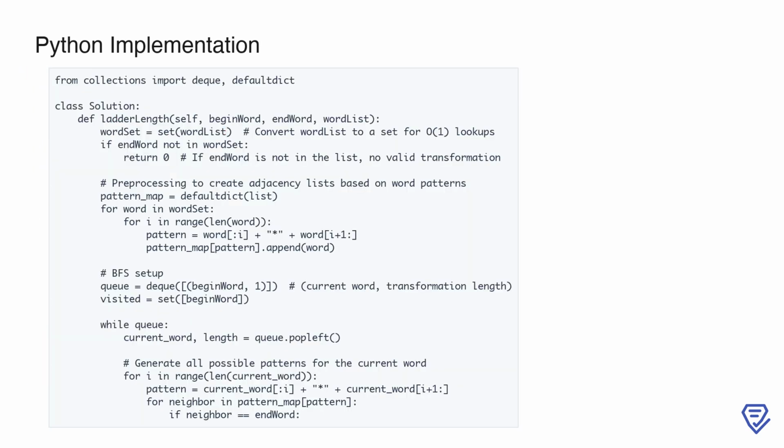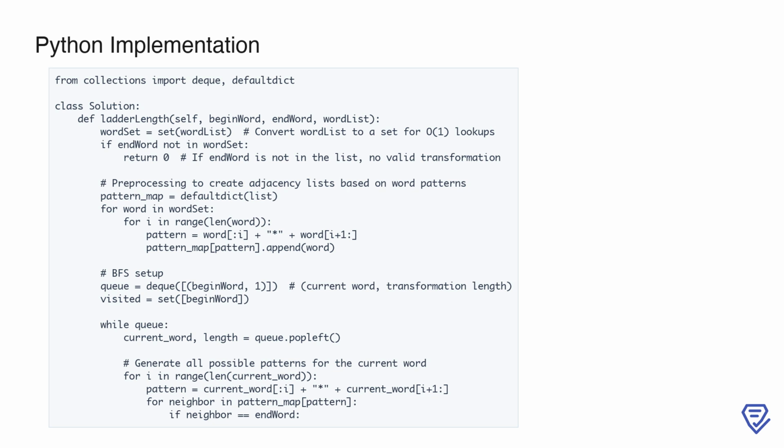Here, we begin by importing the necessary modules, deque for our queue operations and defaultdict for handling the adjacency list of word patterns. Inside the ladderLength function, we first convert the word list into a set, called wordSet, to enable O(1) lookup times. This ensures our algorithm performs efficiently when checking if a word exists in the list. If the end word is not present in the word set, we return 0 immediately, as it's impossible to transform the begin word into an end word that's not in the list.